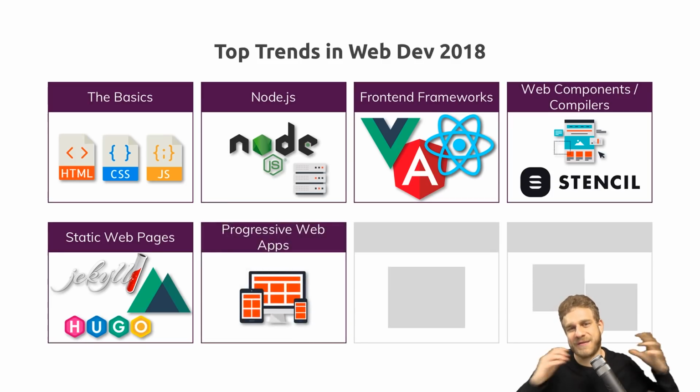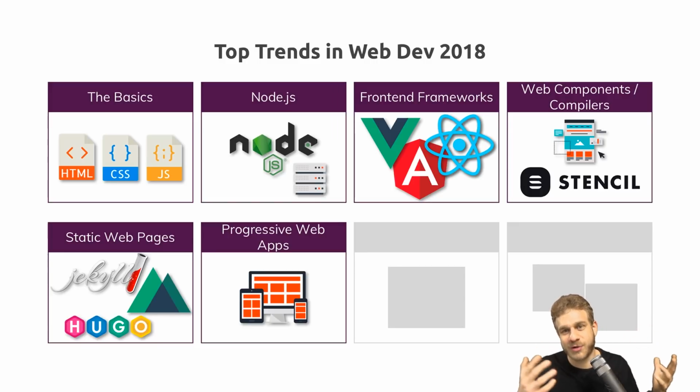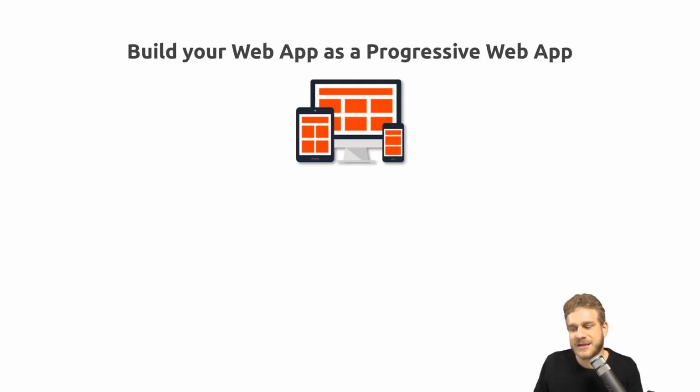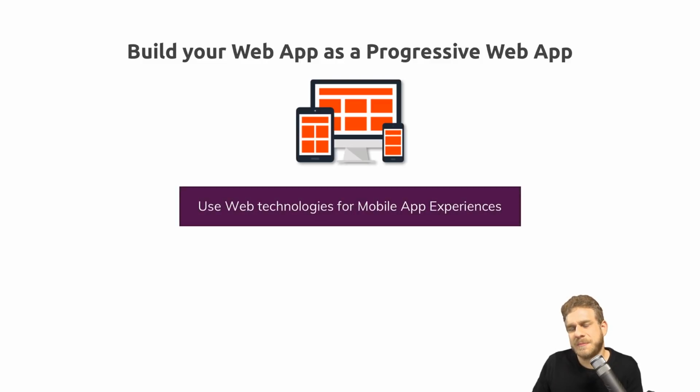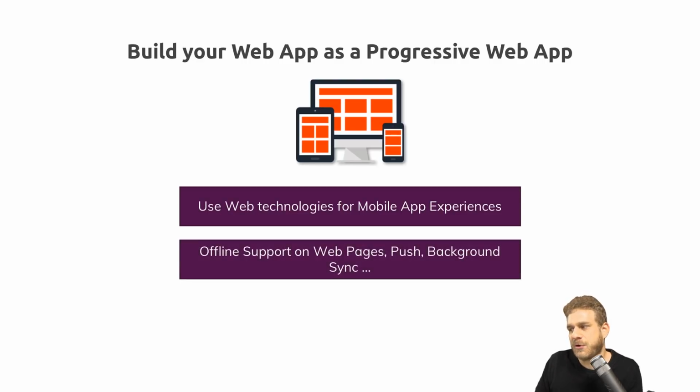Progressive web apps is another top trend for this year, in my opinion. Progressive web apps have gained a lot of momentum in the last year already, especially since July Google I/O. I released a course about progressive web apps on Udemy, and progressive web apps have one big and awesome promise to you. They use web technologies to build mobile app-like experiences. They allow you to implement offline support, push notifications, background synchronization into a normal web page, which is not installed through an app store. And this has one major advantage, the reach.